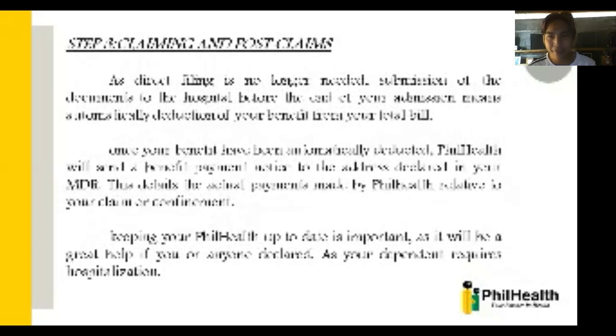For the last step, step 3, claiming and post claims. As direct filing is no longer needed, submission of the documents to the hospital before the end of your admission means automatic deduction of your benefit from your total bill. Once your benefit has been automatically deducted, PhilHealth will send a benefit payment notice to the address declared in your MDR. This details the actual payments made by PhilHealth relative to your claim or confinement. Keeping your PhilHealth up to date is important, as it will be a great help if you or anyone declared as your dependent requires hospitalization.